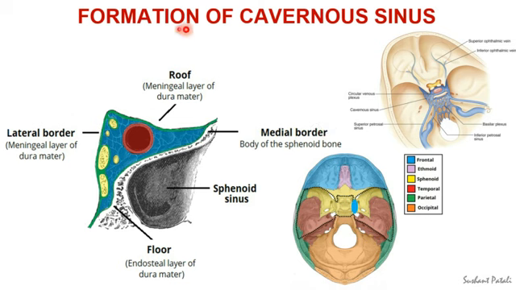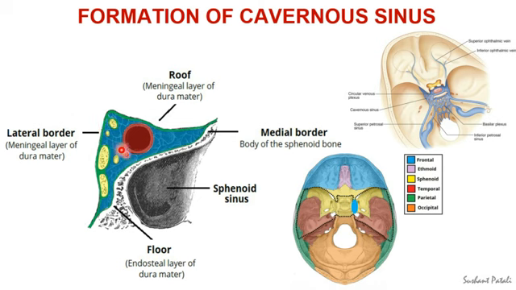Formation of the cavernous sinus. So how big is the cavernous sinus? The cavernous sinus measures about 2 cm in length and 1 cm in breadth. Each sinus is formed by the separation between the meningeal and the endosteal layers of the dura mater. The sinus, as we know, is filled with venous blood, and it is covered with an endothelial lining.